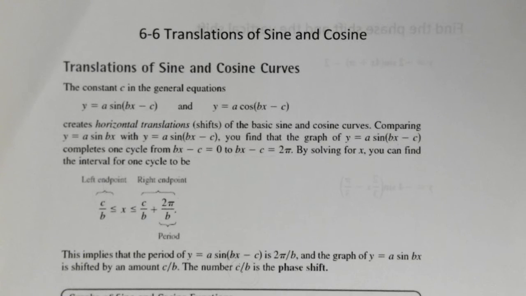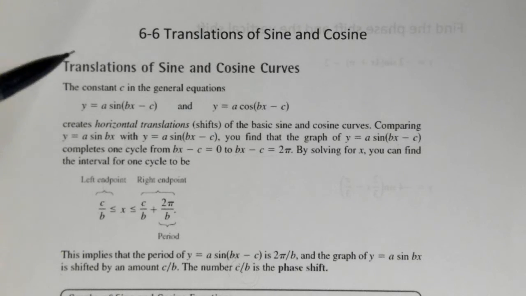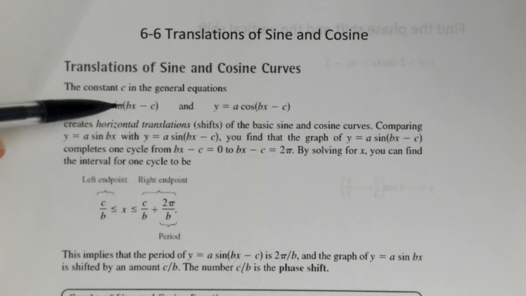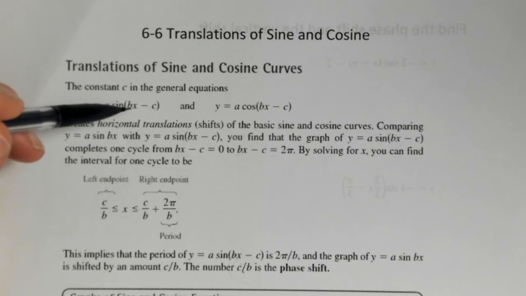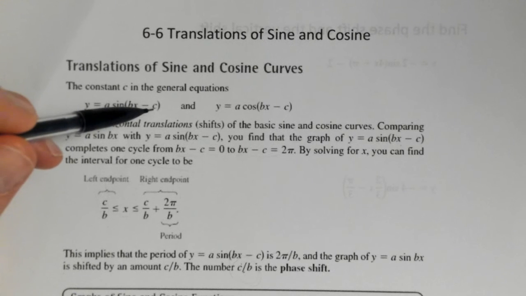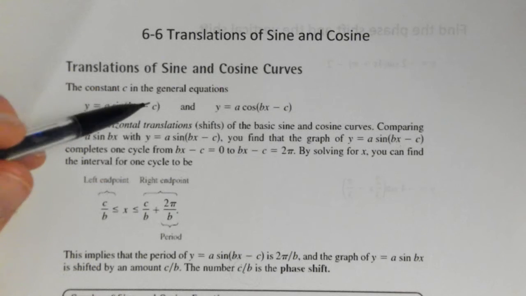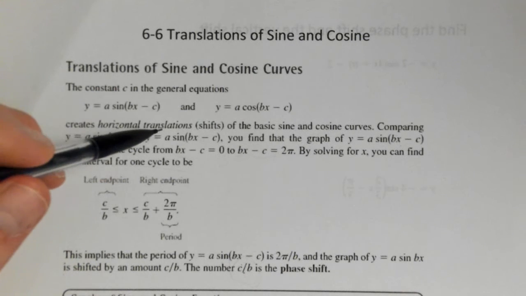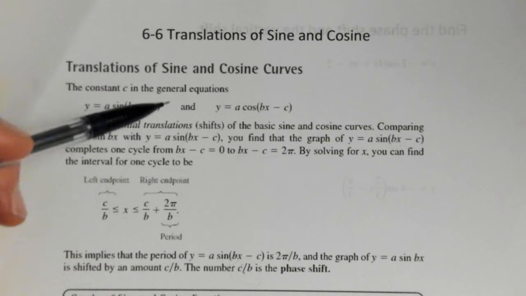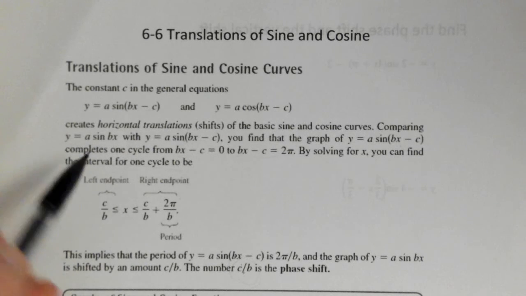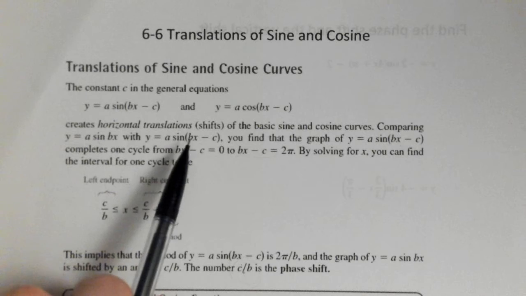Okay, in this section 6-6, we're looking at translations of sine and cosine. In the last section, we looked at the equation y equals a sine of bx, but this time we're just going to add a minus c to that and talk about how that affects the graph. When you do this, it creates horizontal translations, or we'll call them shifts, in the sine and the cosine curves.